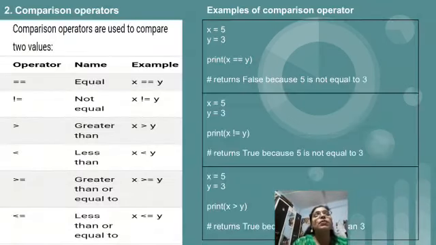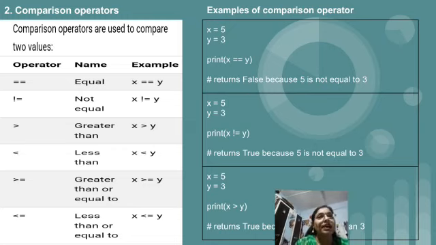After that, the comparison operators. We have the same comparison operators as in other programming languages. Whenever we want to compare 2 values, for that purpose we use comparison operators. First is equal, after that not equal, greater than, less than, greater than or equal to, and less than or equal to. So there are a total of 6 comparison operators. I have given examples also. x equal to 5 and y equal to 3. Now we print x equal to y. Is 5 equal to 3? No, so it will return false as the answer.